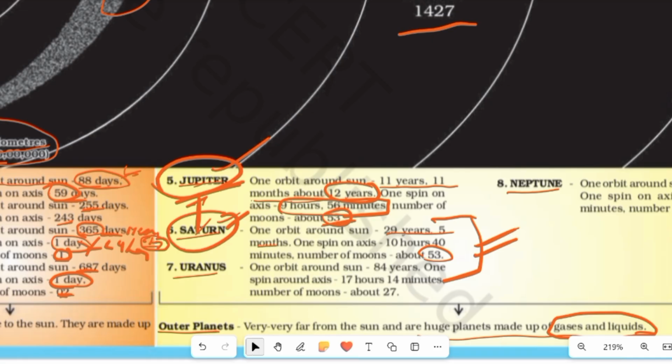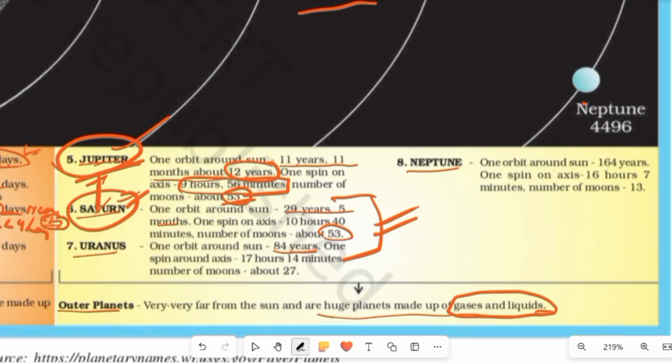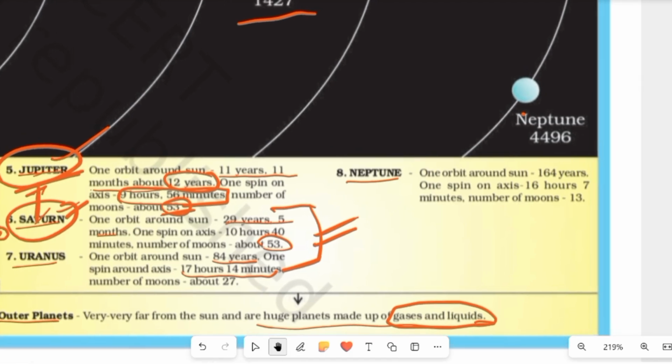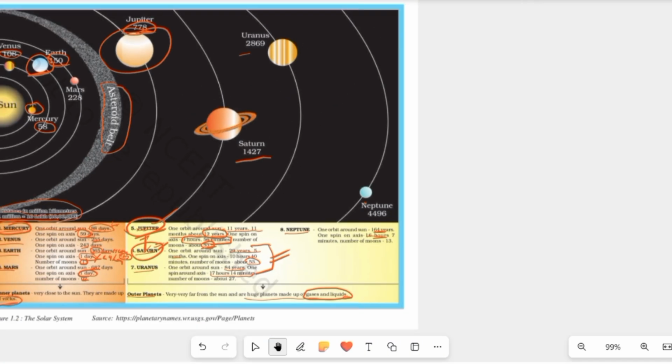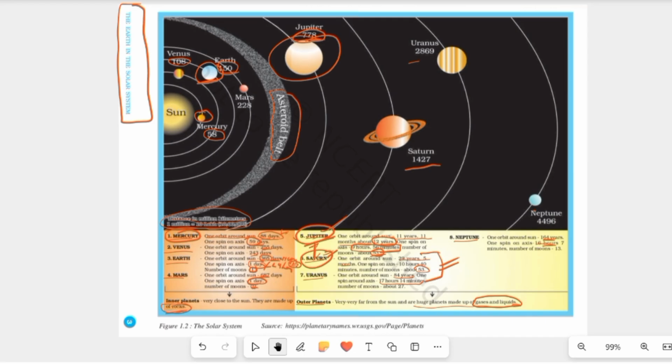Uranus will take 84 years to revolve around the Sun, and 17 hours to rotate on its own axis. Now Neptune's one orbit around the Sun is almost 164 years, and one spin on its axis is 16 hours. This whole page is very important, not only for examination purposes but for understanding also.